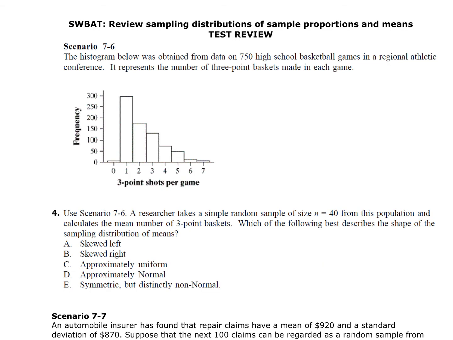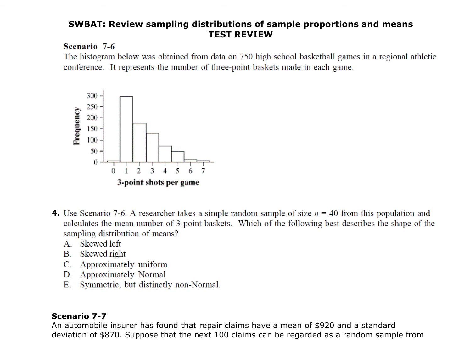So the central limit theorem or standard error applies when you're actually talking about the central limit theorem. So this next example is going to talk about the central limit theorem, how we apply it to distributions that aren't normally distributed. It says the histogram below was obtained from the data on 750 high school basketball games in the regional athletic conference. It represents the number of three-point baskets made in each game. A researcher takes a simple random sample of size 40 from this population and calculates the mean number of three-point baskets. Which of the following best describes the shape?